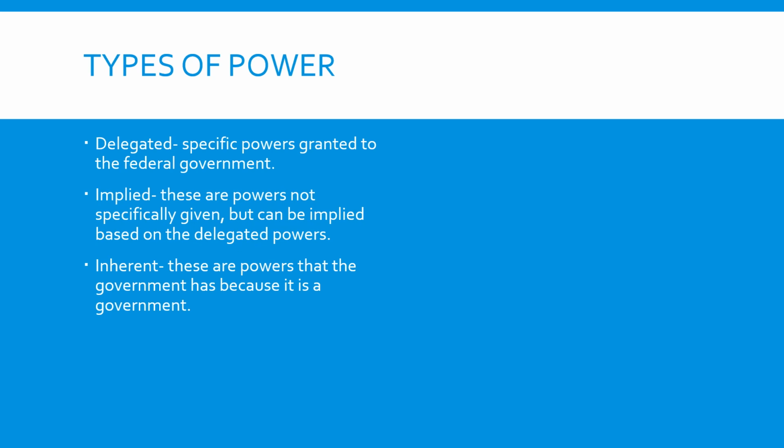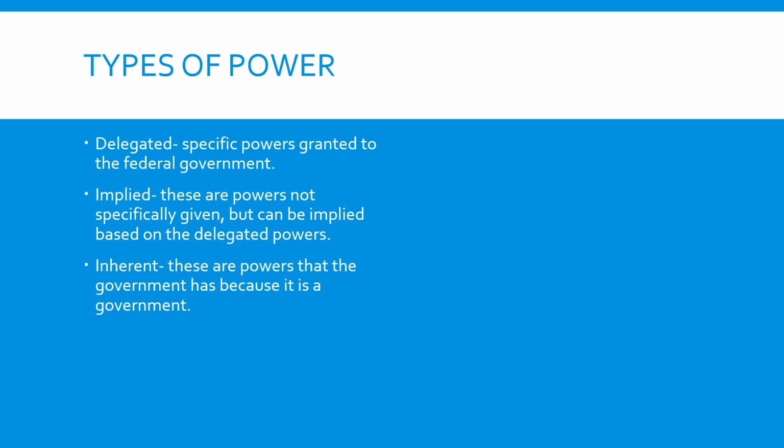So for an example, we know that the federal government has a specific power to declare war. The federal government gets to declare war. That is listed in the Constitution. From that, an implied power could be drafting an army. Because the federal government has the ability to declare war, they imply that they also have the ability to raise an army through a draft system. Now, we don't have a draft system anymore. It's all voluntary, but we have had one in the past.